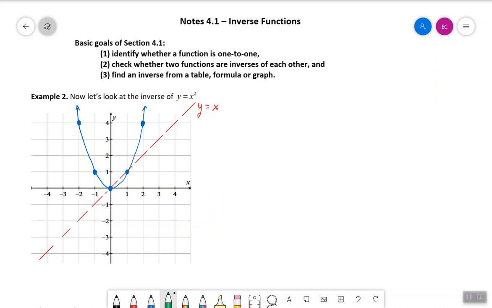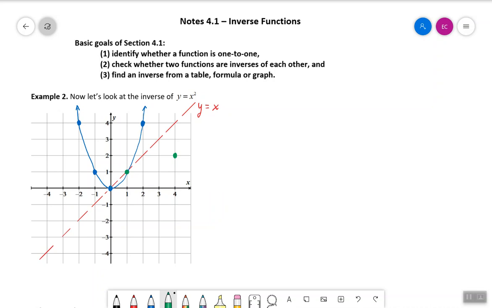The other thing to remember is that to get points on the new graph, all we have to do is switch x and y from the old graph. So let's look at this point right here at (2, 4). What are the new coordinates? (4, 2). And look at this point at (1, 1). What are the new coordinates? (1, 1).